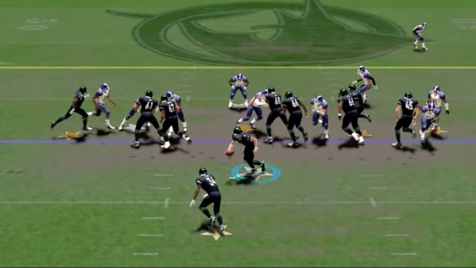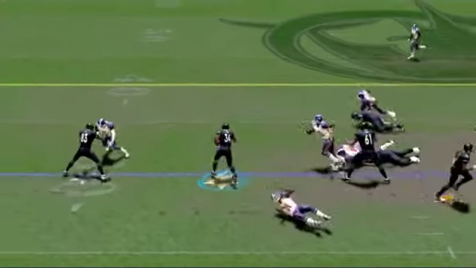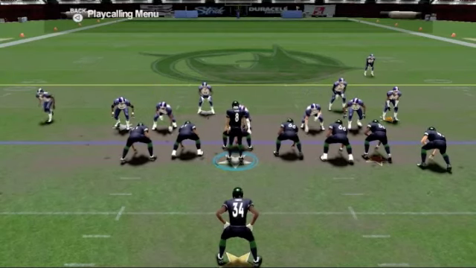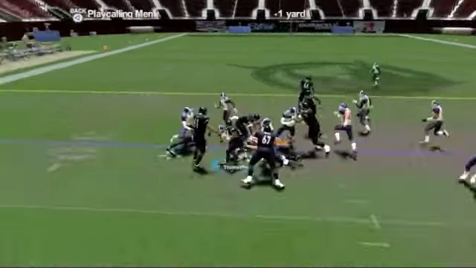And notice how wide these plays set up. You got blockers and defensive linemen all over the place. Which ideally, when you're talking about football, that's what it is. It's hectic. It's a lot of movement.